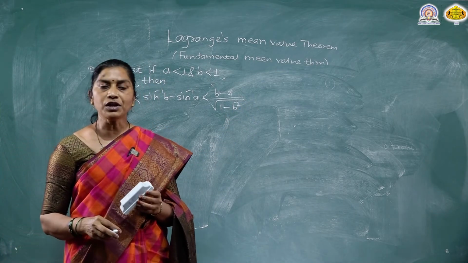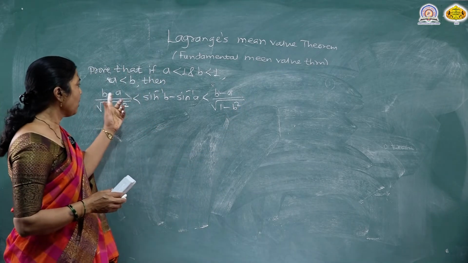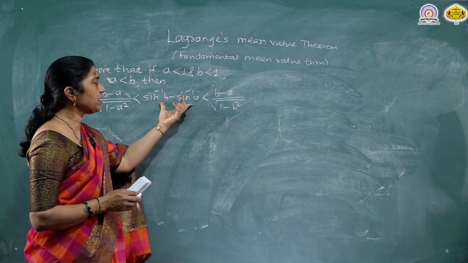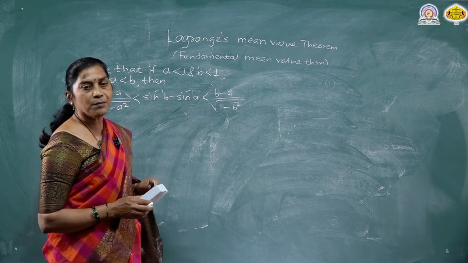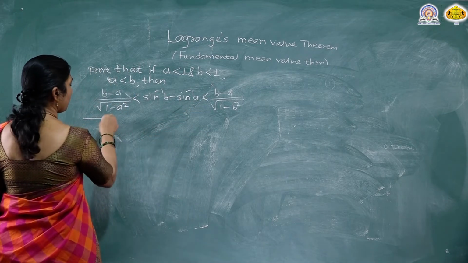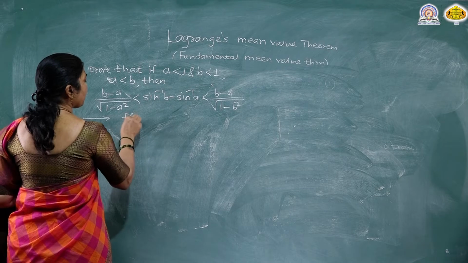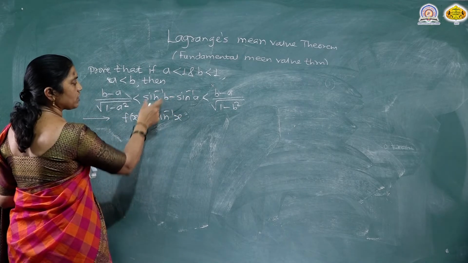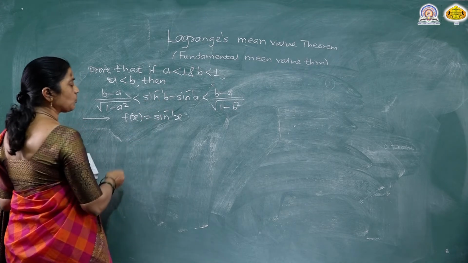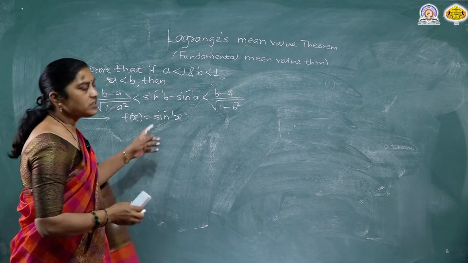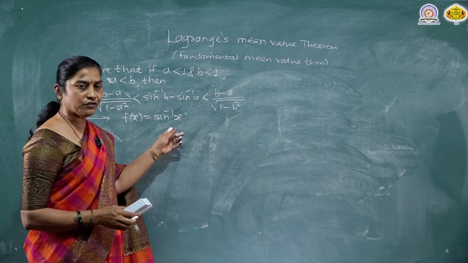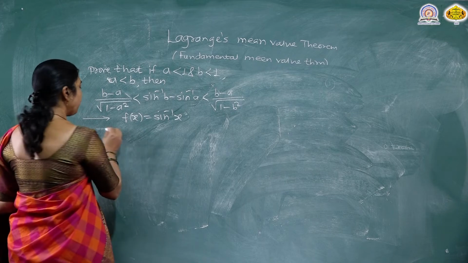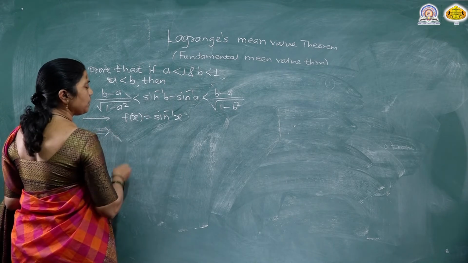Using Lagrange's mean value theorem, we are going to prove this. So, we will start with our function f(x) is equal to sin inverse x. We will guess that the function is f(x) is equal to sin inverse x. Observe that sin inverse x, being the inverse trigonometric function, is continuous on its domain and derivable also, and therefore it satisfies Lagrange's mean value theorem.